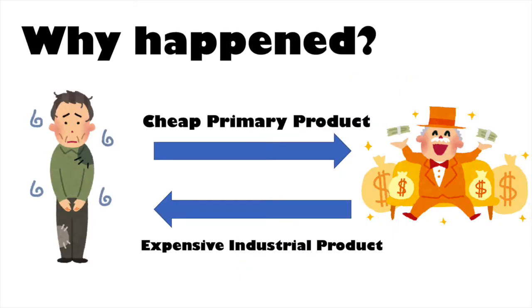Then, why did the inequality of these two groups spread? The economic inequality spread because of unfair forms of trade. Although the products sold by developing countries are primary products, which are cheap, products from developed countries are expensive industrial products. Thus, they fell behind in industrialization and their productivity also fell.